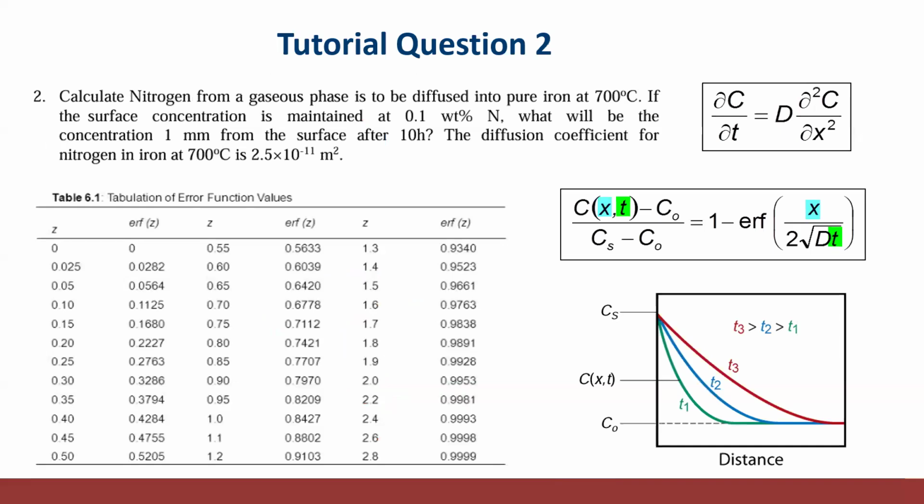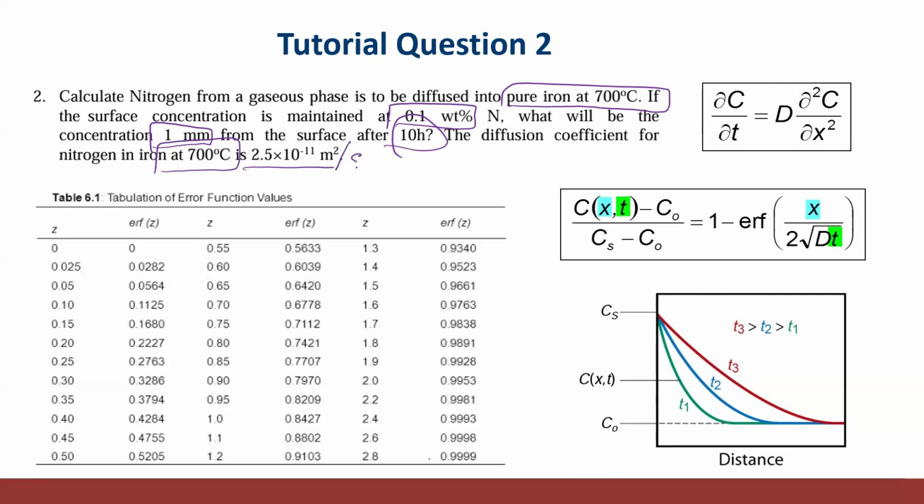So this question, I have put all the equations that you need here, copied from your lecture note. So let's read the question. Calculate the nitrogen from a gaseous phase to be diffused into pure iron. So we have pure iron at 700 degrees Celsius. If the surface concentration is maintained at this particular concentration, 0.1%, what will be the concentration at 1 millimeter from the surface after 10 hours? The diffusion coefficient for nitrogen in iron at 700 degrees Celsius is this.